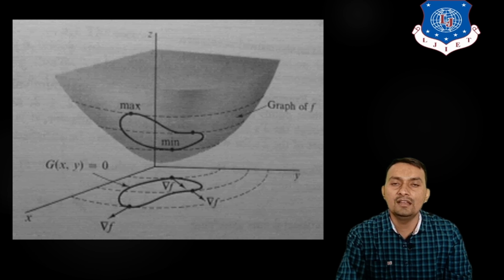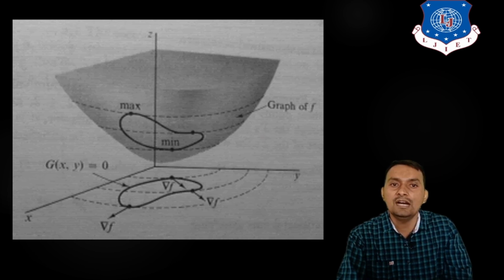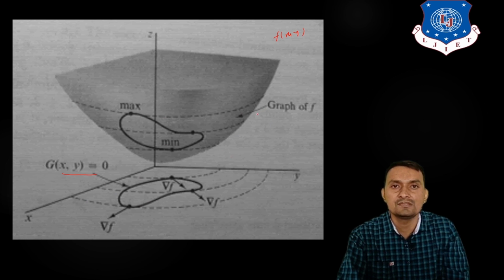Previously, you have learned about the extreme values of the function f of x, y. Now, I want to maximize this function f of x, y with some constraint. This is our constraint, say g of x, y is equal to 0. Here, the dotted lines are nothing but level surfaces. Our target is to maximize this function in the presence of this constraint.